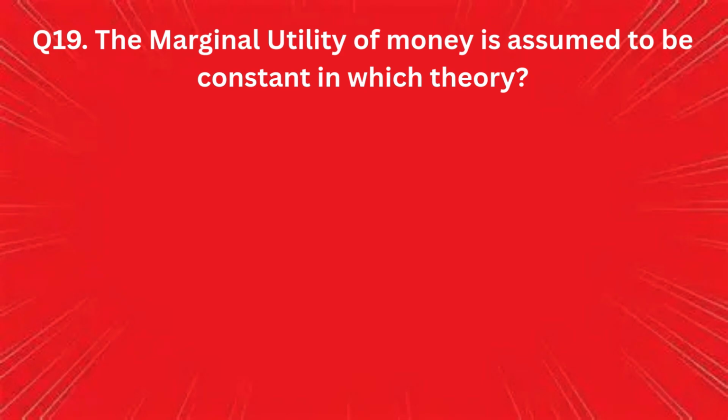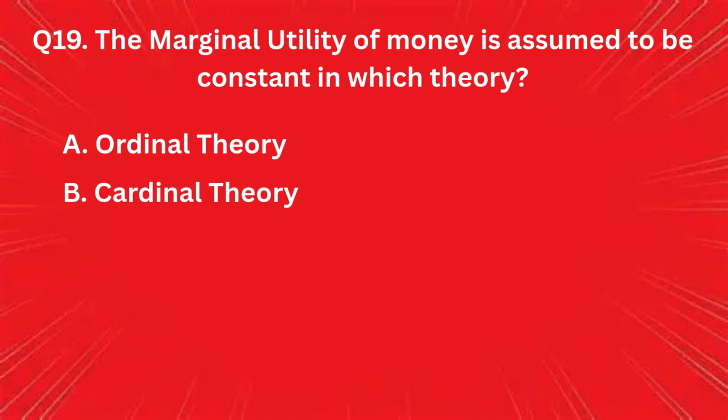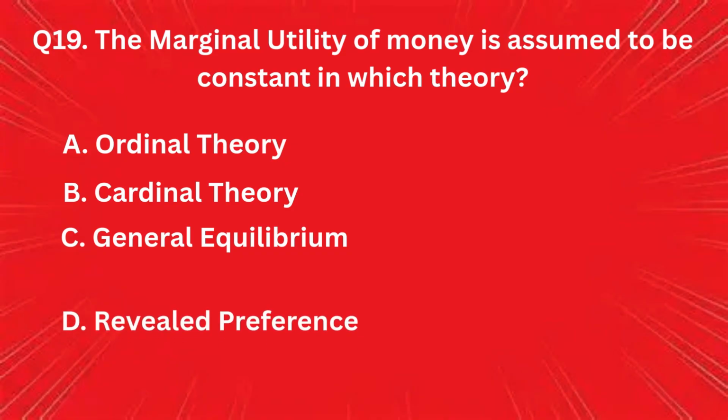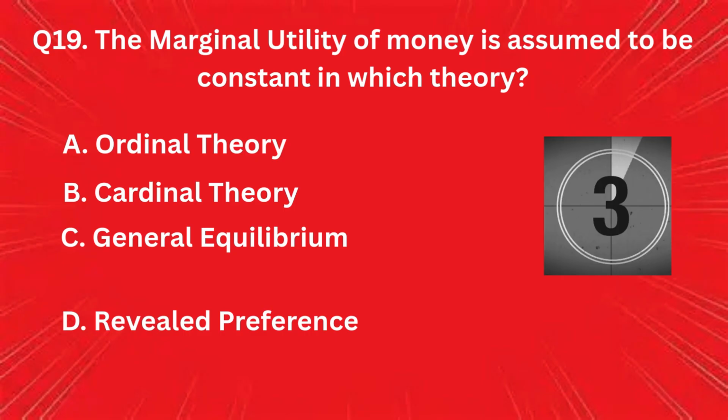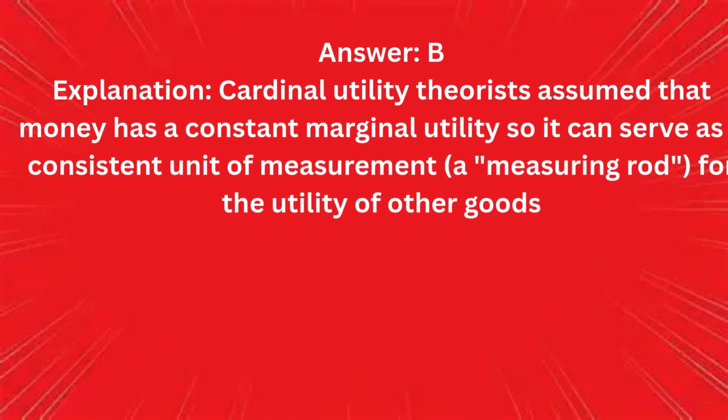19. The marginal utility of money is assumed to be constant in which theory? A. Ordinal theory. B. Cardinal theory. C. General equilibrium theory. D. Revealed preference theory. Answer, B. Explanation: cardinal utility theorists assumed that money has a constant marginal utility, so it can serve as a consistent unit of measurement, a measuring rod, for the utility of other goods.